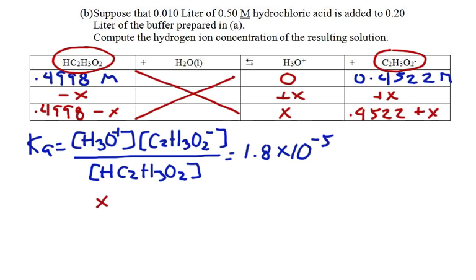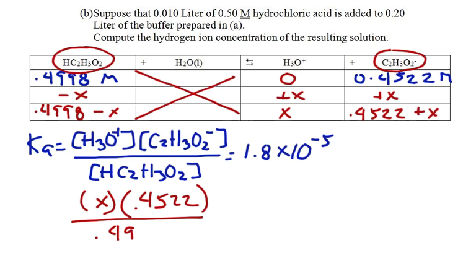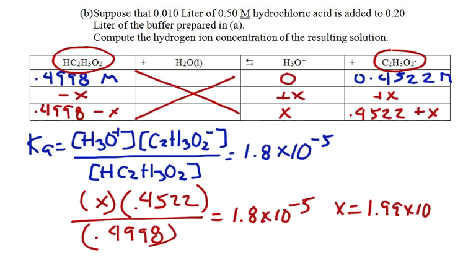So I have x, because again we are assuming that x is very small, because it is, and our acid would be 0.4522. I'm sorry, my base is 0.4522, and my acid is 0.4998. And that equals 1.8 times 10 to the negative 5. And I'll leave you to do the algebra, but when we're done, we're going to find out that x equals 1.99 times 10 to the negative 5. So slightly different than 1.8 times 10 to the minus 5, just because my ratio, these two numbers, are no longer 1-to-1 as they were before.